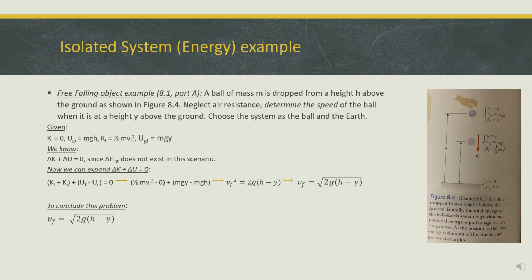An example of an isolated system is a free-falling object, which is shown in the figure to the right. Given initial kinetic energy is 0, initial potential energy is equal to mass times gravity times the initial height, h, and the final kinetic energy is equal to 1/2 m v_f squared, as well as the final potential energy, which is mass times gravity times any height represented by y, and that we know the change in kinetic energy plus the change in potential energy is equal to 0, we can expand that formula to solve for final velocity given in the final kinetic energy to determine the speed of the ball at any height y.